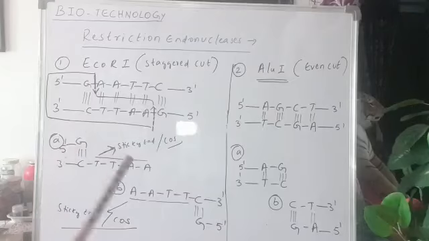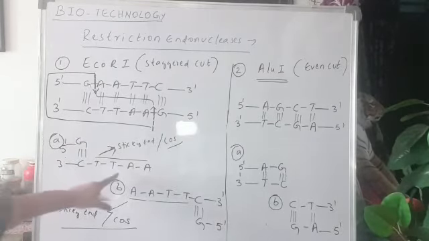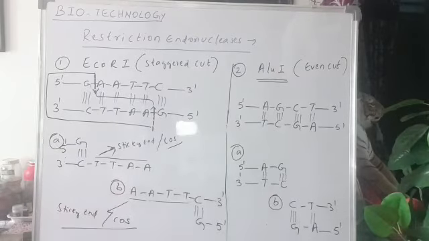So EcoR1 creates a staggered cut or an uneven cut, and it produces fragments with sticky ends. And usually in rDNA technology, we use restriction endonucleases which create sticky end fragments. Right. Now we will also see a second type of restriction endonuclease.